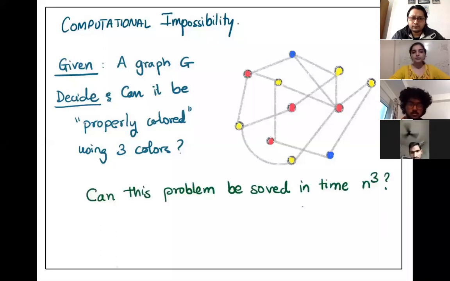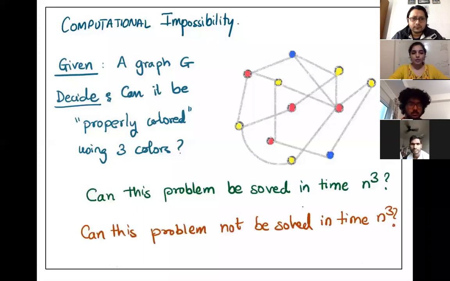Now, if the number of vertices in this graph is, say, n, it is a parameter that comes along with the problem statement, because your graph is given to you. So you know the number of vertices in this graph, and say that number is n. Now I may ask you, can this problem be solved in time n cube? N cube I've just written as an example, maybe n to the 4, n to the 5 time steps.